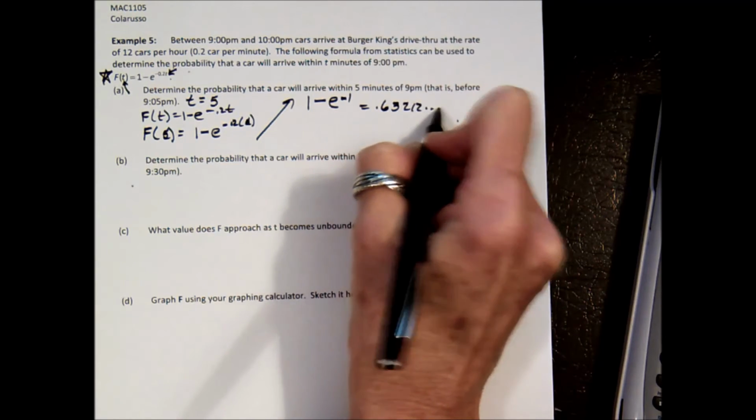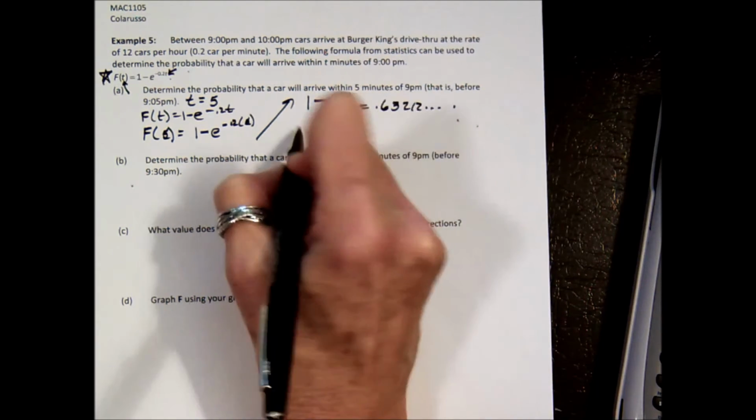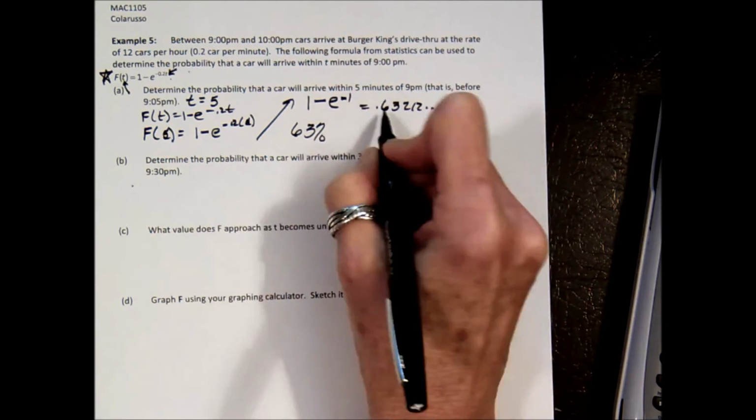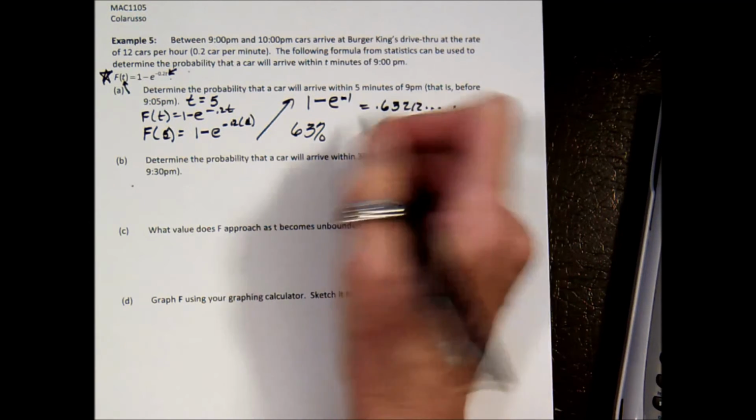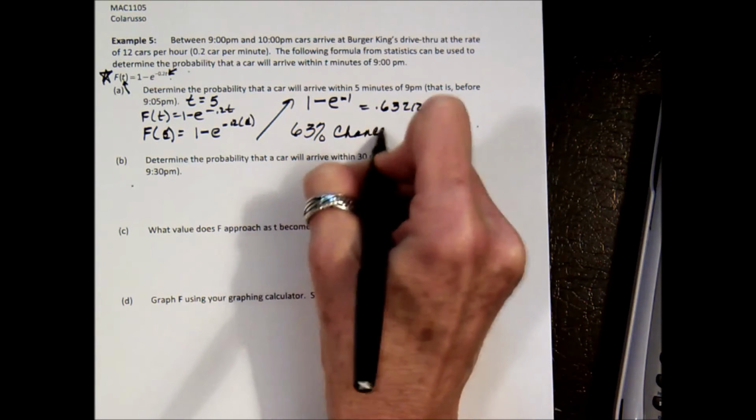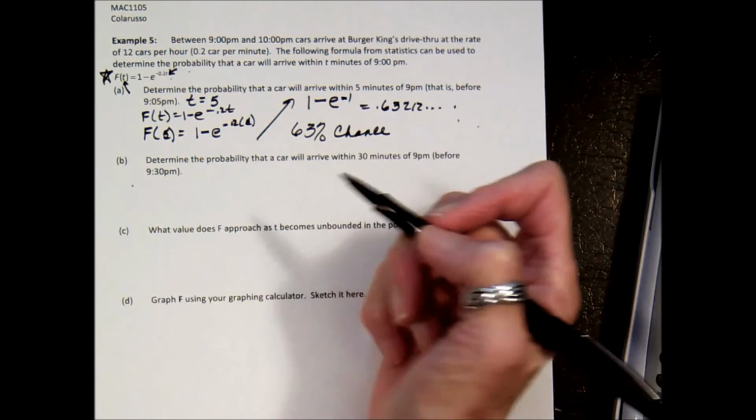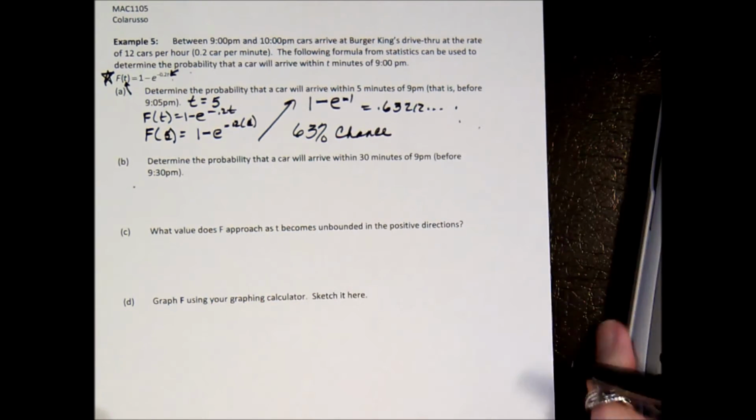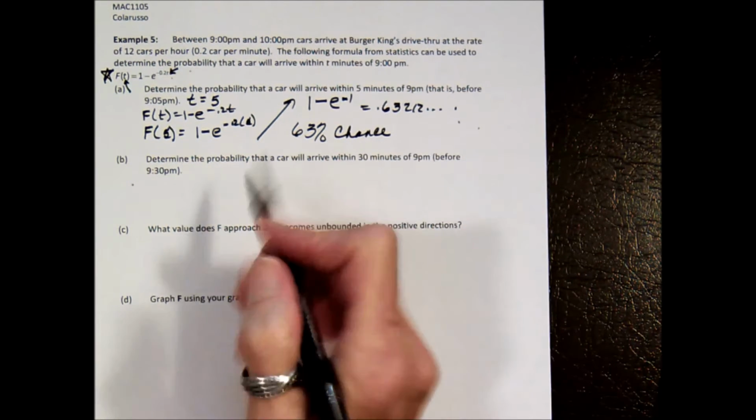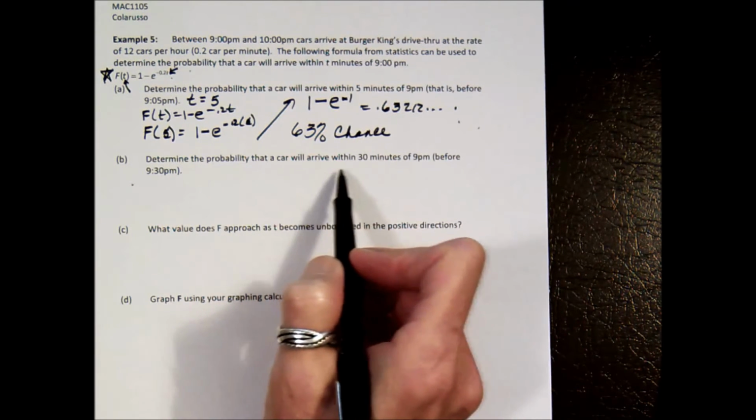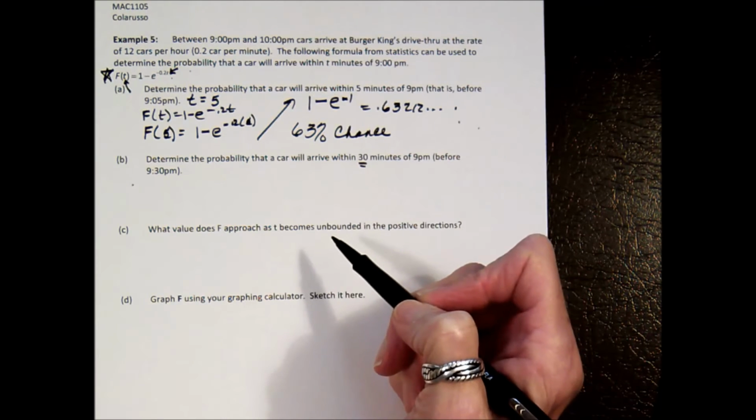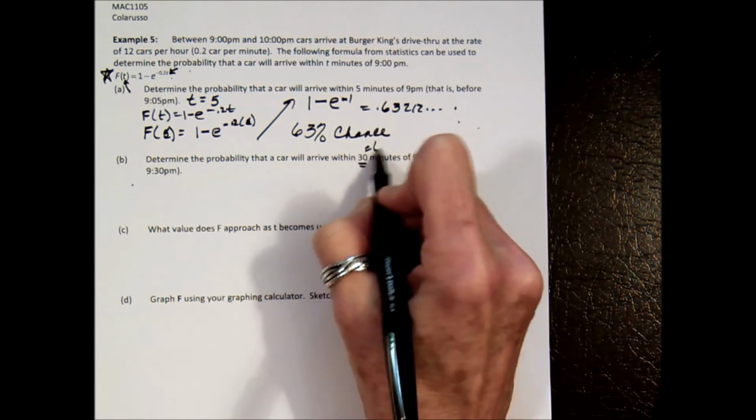0.63212. What does that mean? It means that there is a 63%, if I change that to a percent by moving it 2 places, chance of a car coming through the drive-thru between 9 and 9:05, within 5 minutes of the start time. That's all we're doing. Now it says determine the probability that a car will arrive within 30 minutes. Well, I would think it would be higher. So this is where our t is 30.